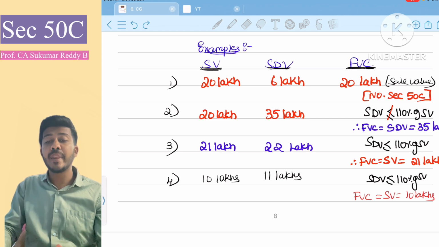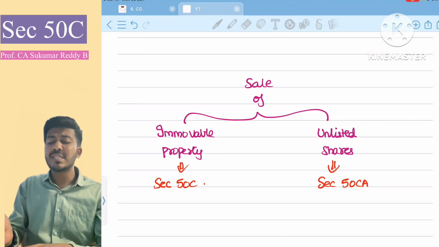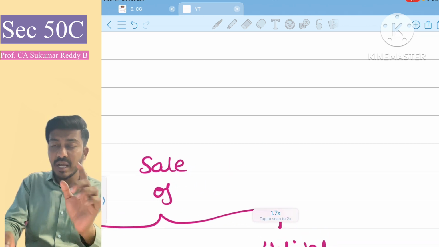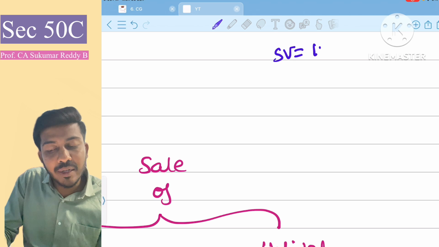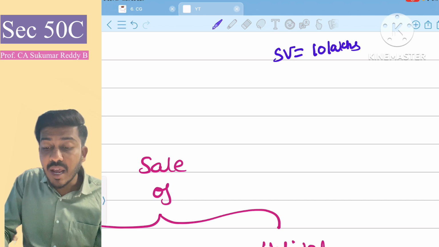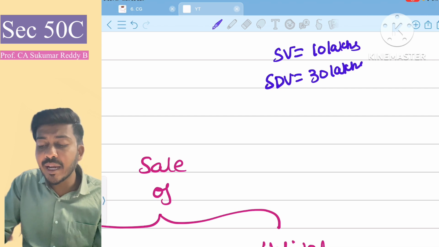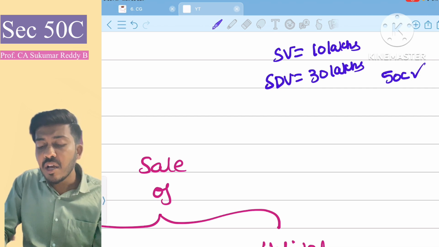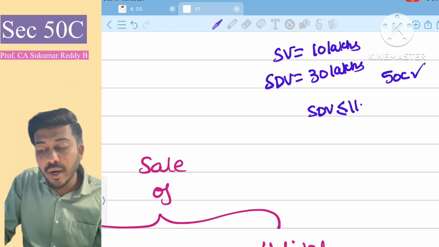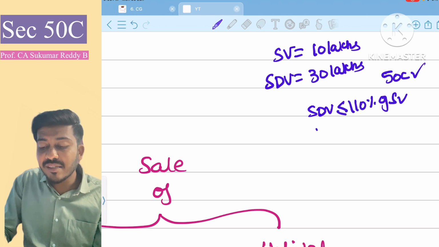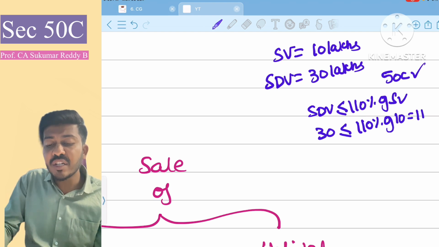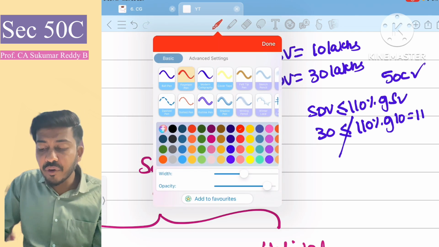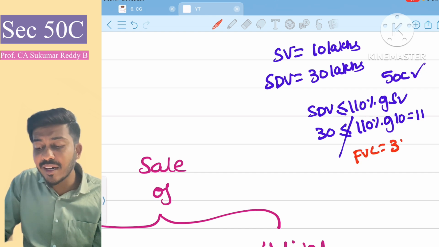Got it or not? Now, see the scenario. A sad thing is going to happen, my dear friends. Carefully have a look here. For example, the assessee is selling for 10 lakh rupees, whereas the stamp duty value of this property is 30 lakh rupees. Now, what will be the case? Section 50C will get triggered. You will check SDV is less than or equal to 110 percentage of SV. SDV is 30 lakhs. 110 percentage of 10 lakhs will be 11 lakhs. The condition is not getting satisfied. Therefore, your full value of consideration will be 30 lakhs. That is SDV, straight.